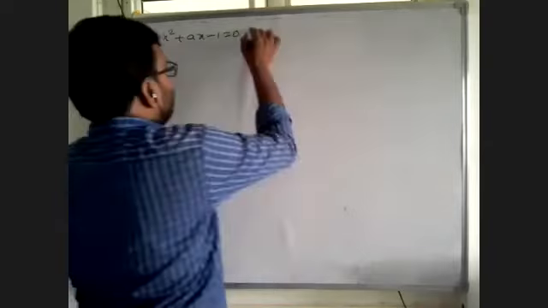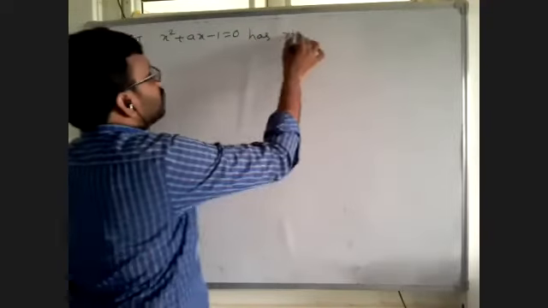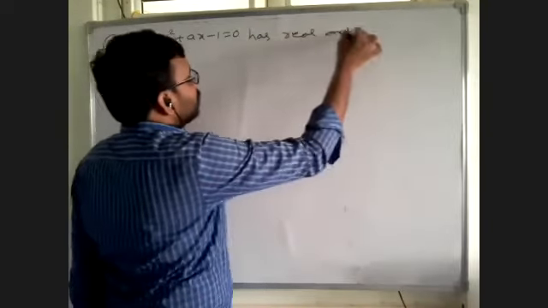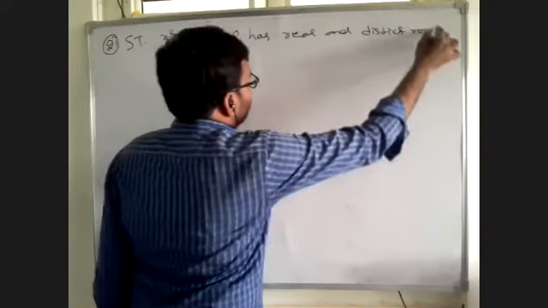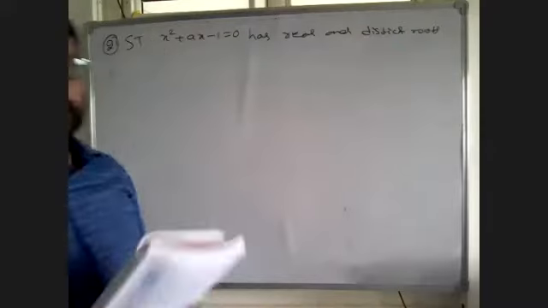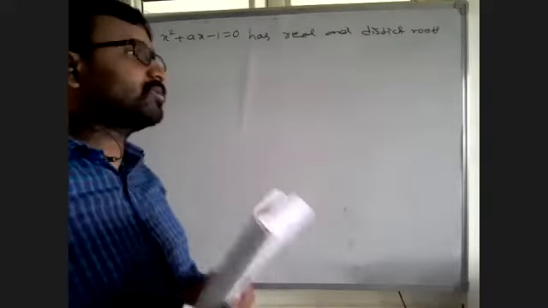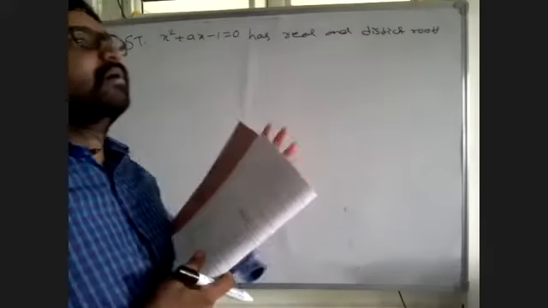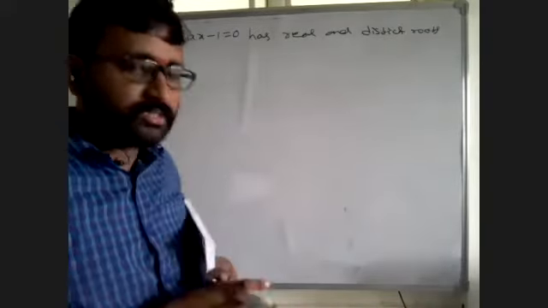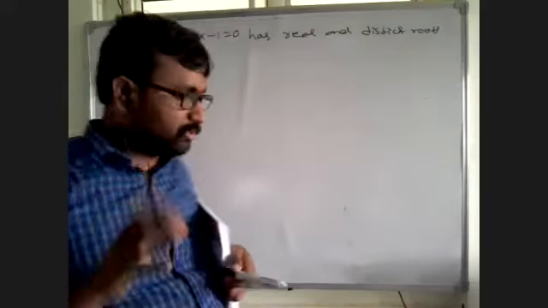Show that this equation has real and distinct roots. So very simple, for real and distinct roots, what is the condition? The condition is delta greater than 0.